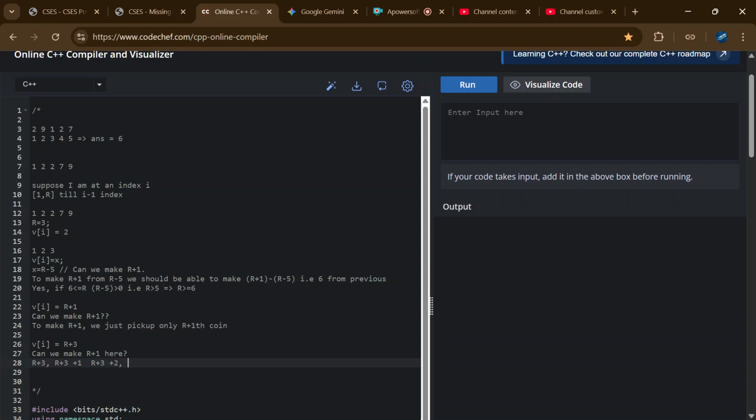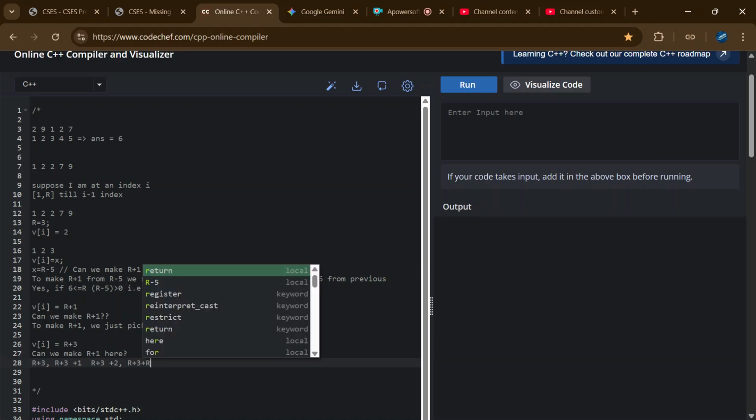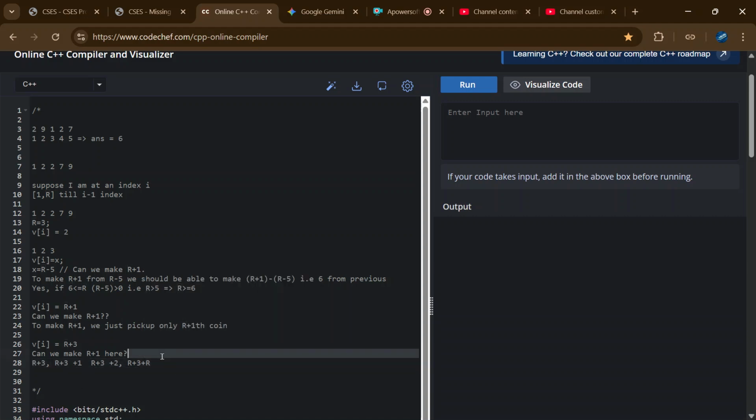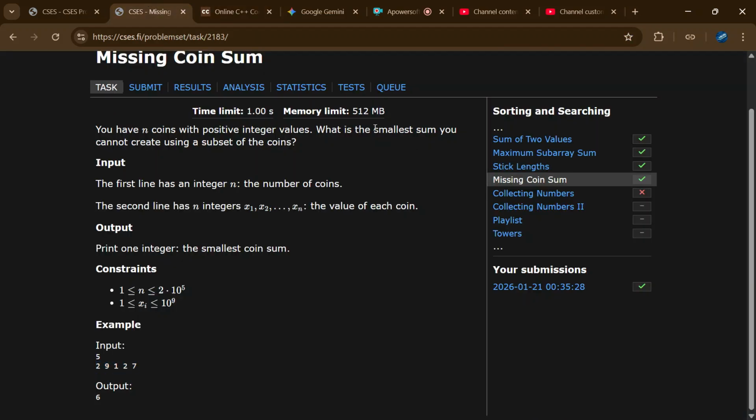Okay, we can make r plus 3 plus r. So we can make everything from here to here, but we cannot make r plus 1. Do you understand? We can't make r plus 1 here, so r plus 1 would be our answer: the minimum number, the smallest sum we cannot create.